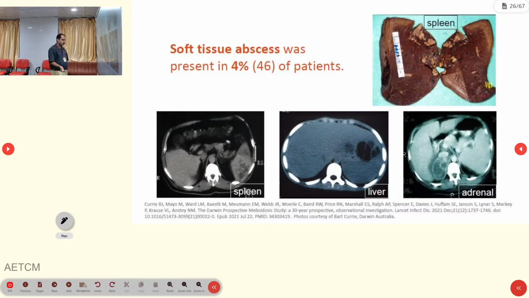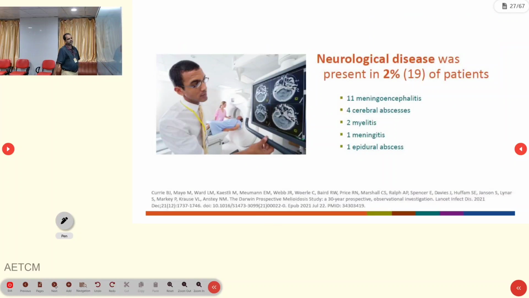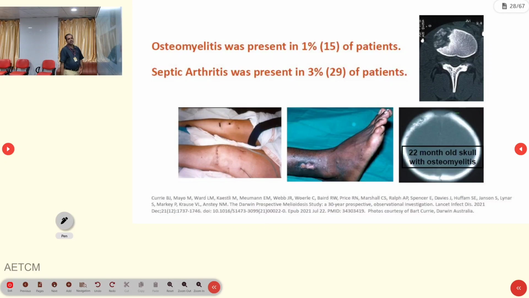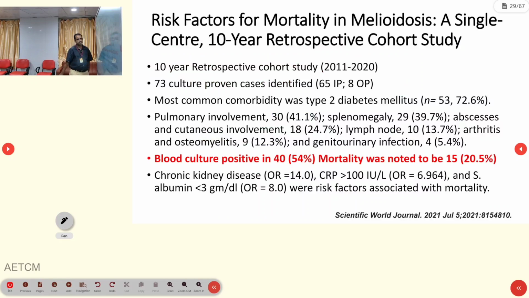It could be lung, it could be liver, it could be spleen. Brain, we have seen brain abscesses. Though the numbers are only 2%, it can present as cerebral abscess, meningitis, epidural abscess. Epidural abscess also we treated one. We treated brain abscess also one. Then you have osteomyelitis, that also we have seen. In diabetic septic arthritis, think of melioidosis, send a culture. The numbers are low, but still it is also a classical presentation of melioidosis, septic arthritis.